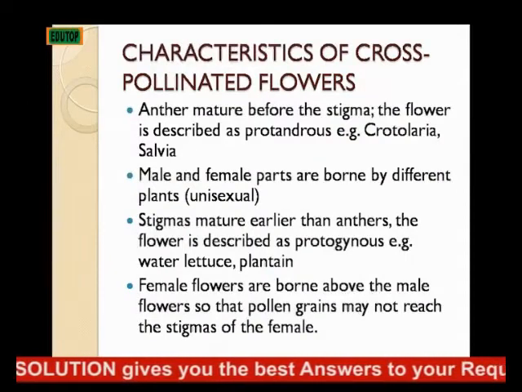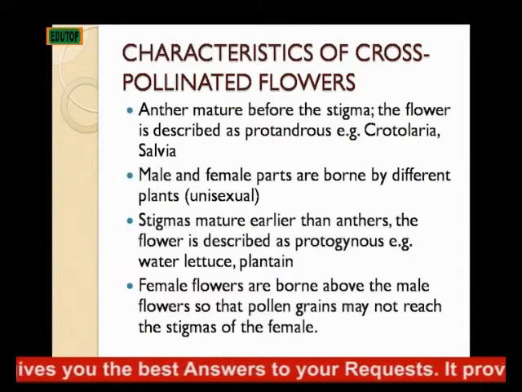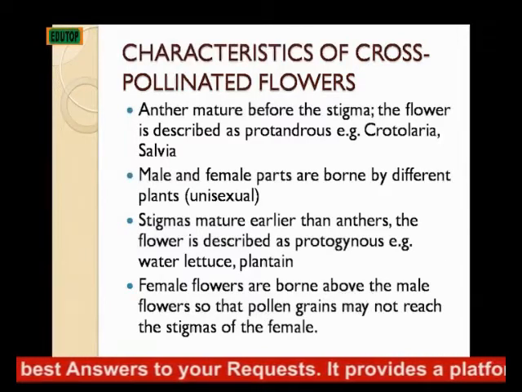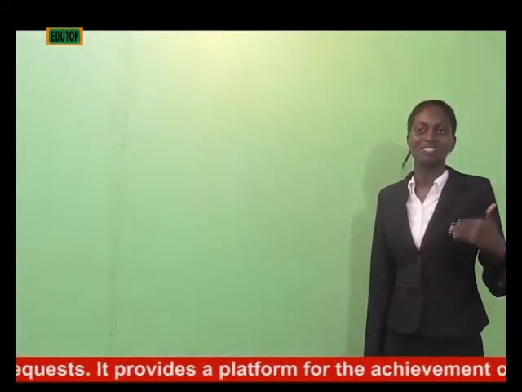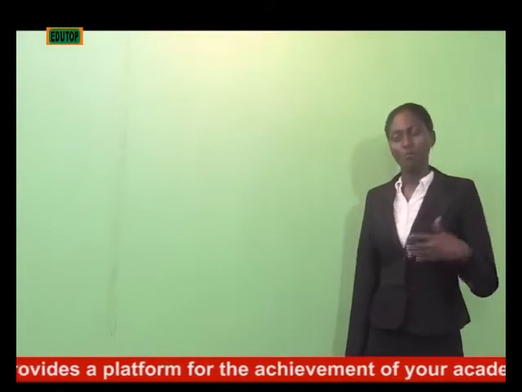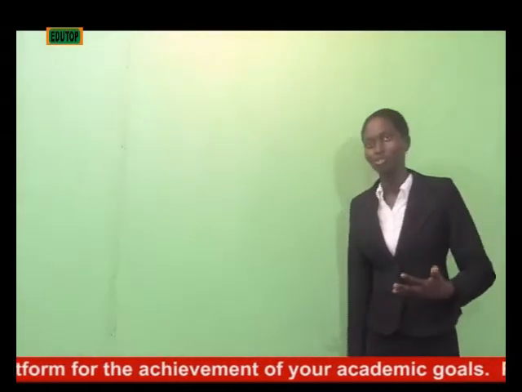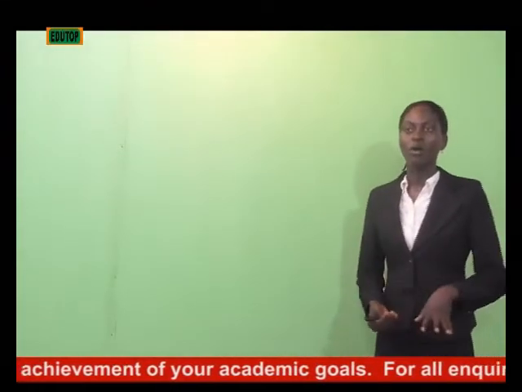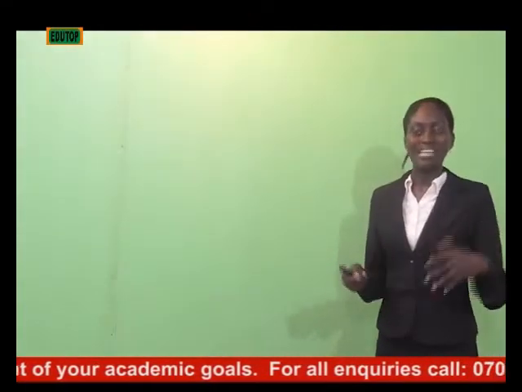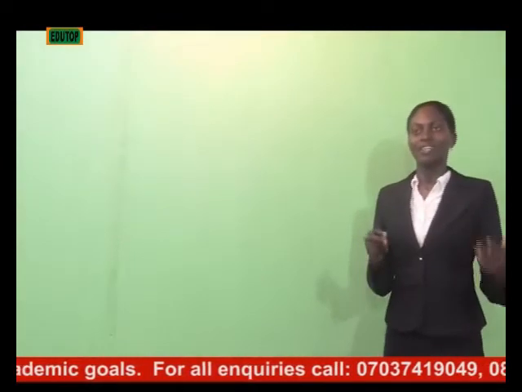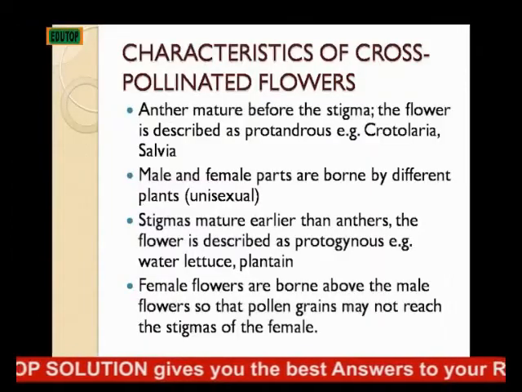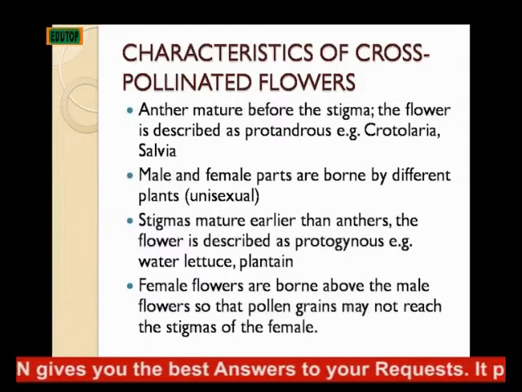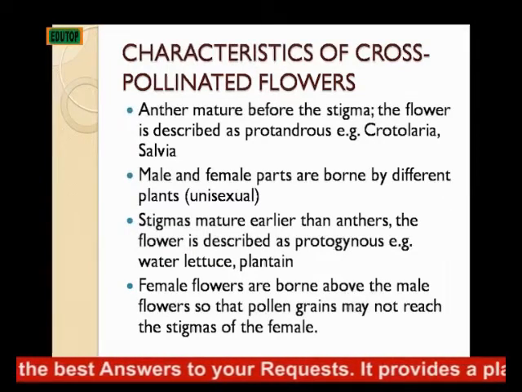Then the third characteristic is that the stigmas mature earlier than the anthers. I first said the anthers mature before the stigma, and I said that is described as protandrous. But when the stigma matures earlier than the anther, the flower is described as protogynous. When the anther matures first, we call it protandrous. But when the stigma matures first, we call it protogynous, as we have in water lettuce and plantain. Then the last characteristic of cross-pollinated flowers that I'll be talking about is that the female flowers are borne above the male flowers. Can you imagine when the female flower is up?